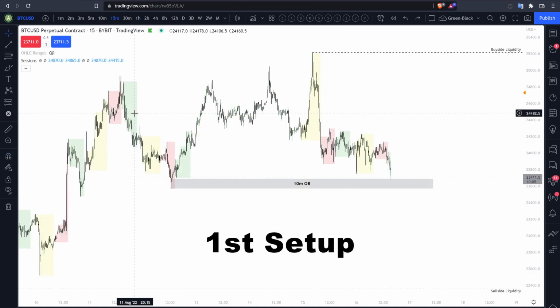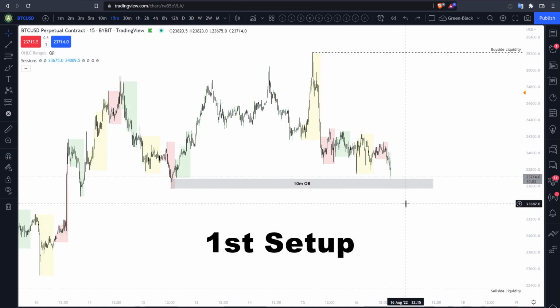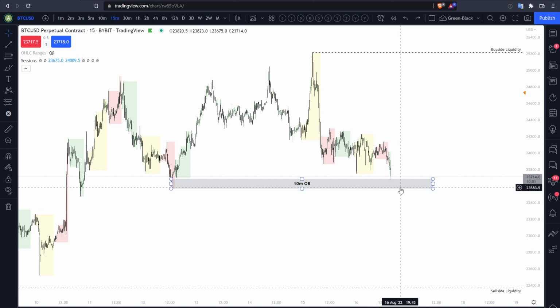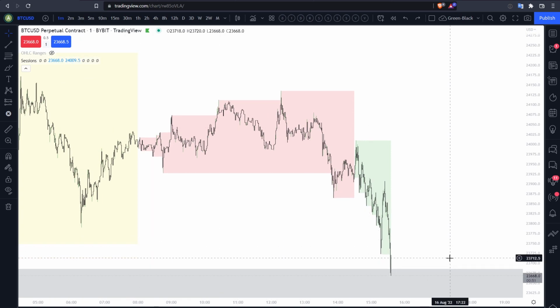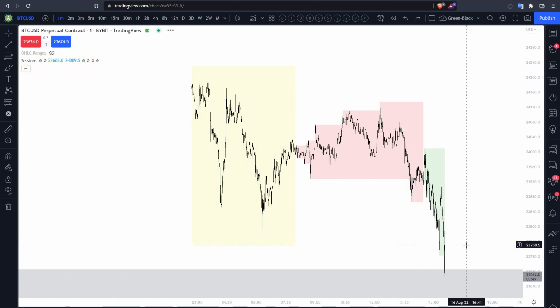So the price dropped to the order block, and now we want to see here a reversal on a lower time frame. So let's switch to the 1 minute chart and observe what happens here.